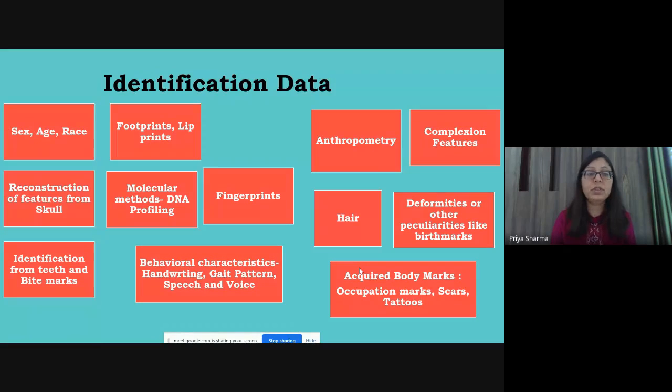Nowadays, in case of biometrics, we use so many behavioral characteristics, or in questioned document division, we can use handwriting, as every person has individual handwriting. So from handwriting, we can establish the identity. From the walking pattern, that is the gait pattern, from speech recognition, and anthropometry, this is one of the branches in which we take different bodily measurements to establish the identity of that person.